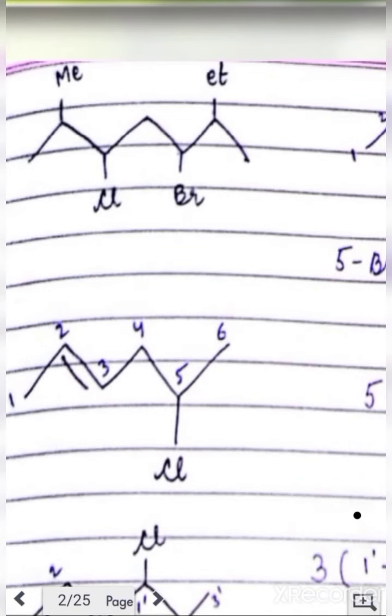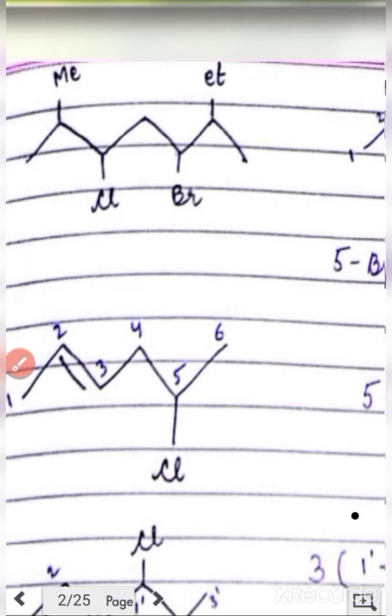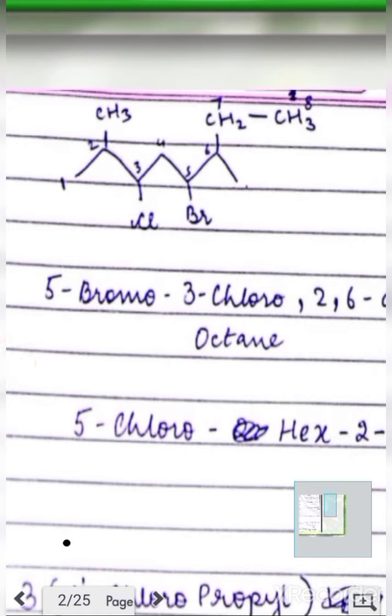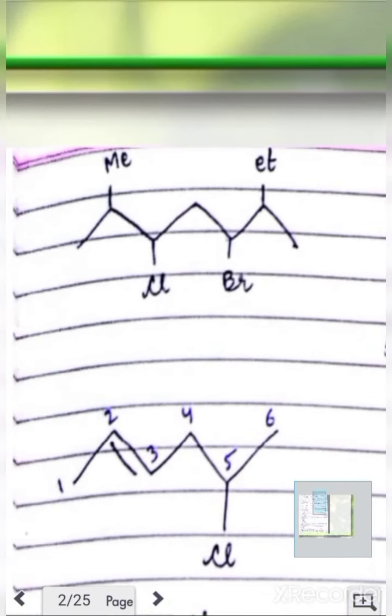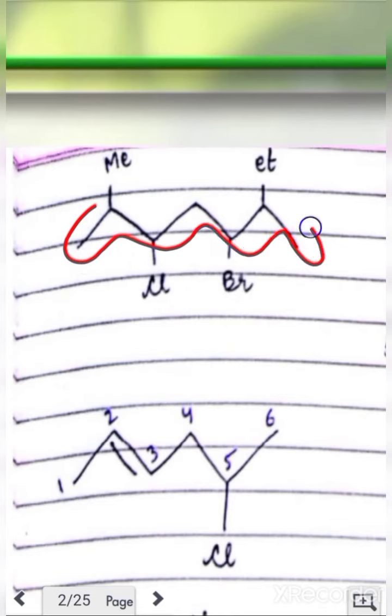Here in this example, be careful because this ET, if it is opened, CH2 CH3 will form and our principal carbon chain will then become this one. If I wouldn't have opened it, then my principal chain would have been this. You can see it here. That would have been wrong. So hence, when ET is given, please open it and be careful while numbering it.